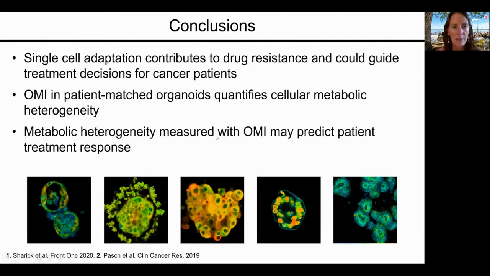So today I talked a little bit about single cell adaptation in cancer, and hopefully I've convinced you that this is an important feature to look at, both preclinically for drug development and clinically for informing patient treatment decisions. And we looked at a few examples of patient-matched organoids in both pancreatic cancer and breast cancer to understand whether cellular metabolic heterogeneity can explain some of our treatment response in the clinic. And we're hoping that we could use this method to predict patient treatment response and develop more effective therapies for patients.